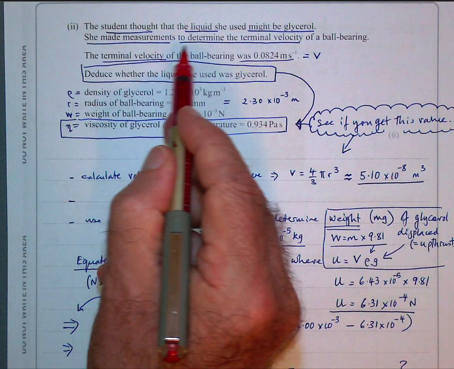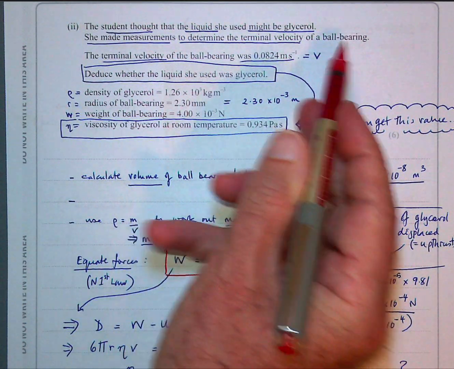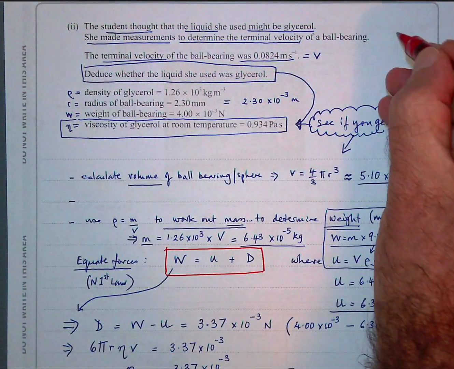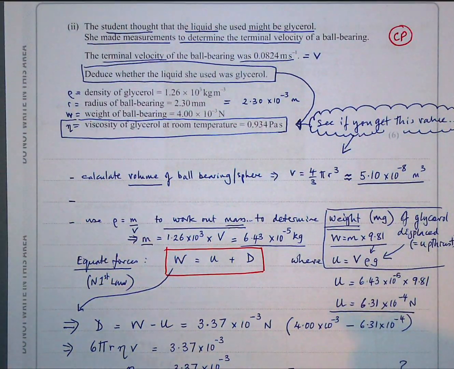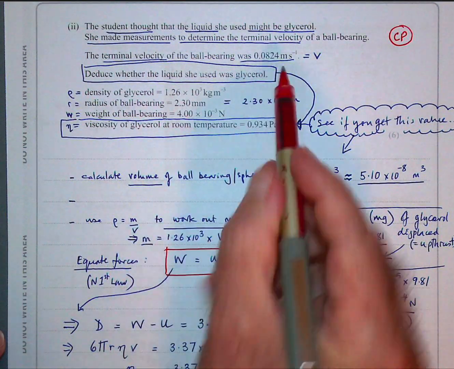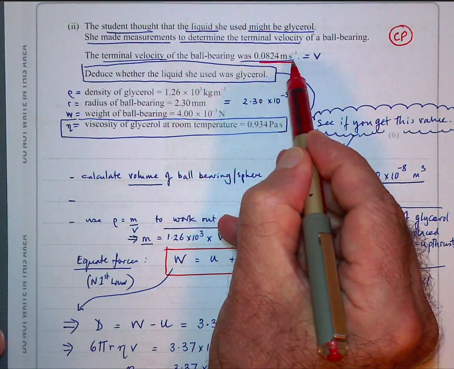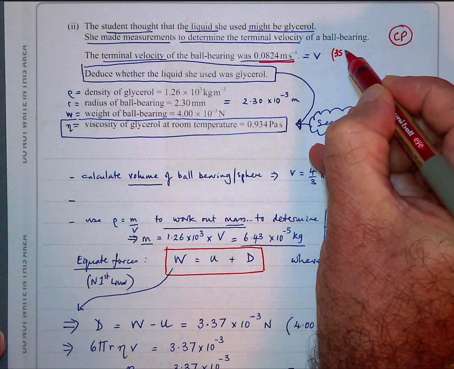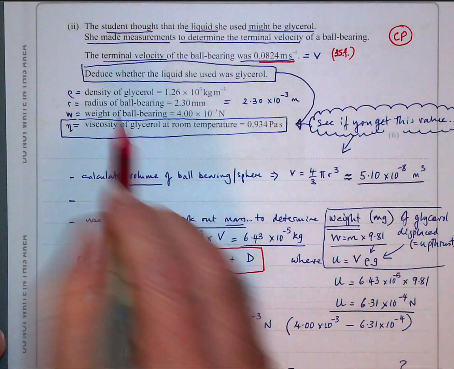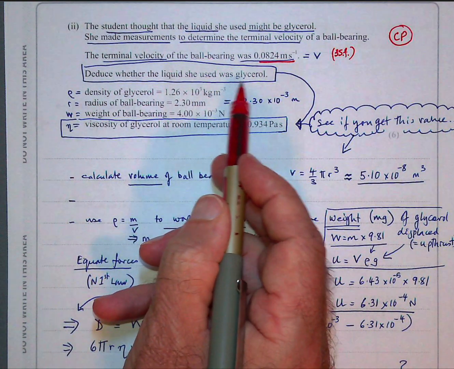She made measurements to determine the terminal velocity of a ball bearing. You don't need to know how, but this is a core practical, so you do need to make sure you've looked up viscosity as a core practical for your Unit 3 exam as well. The terminal velocity was measured to be this, to 3 significant figures. Deduce whether the liquid she used was glycerol.